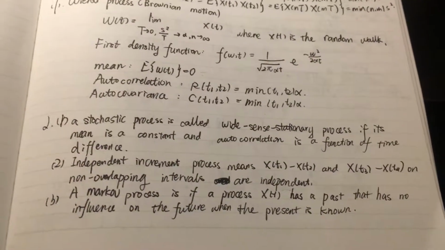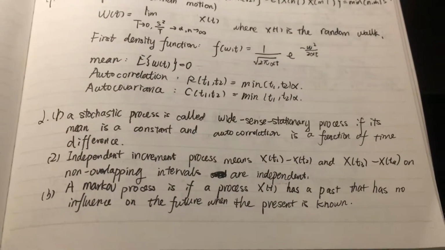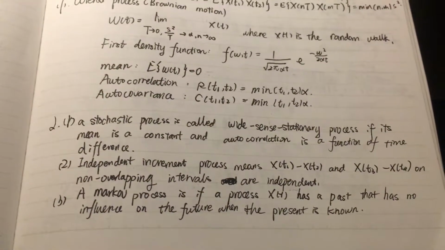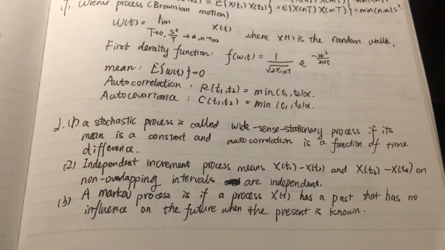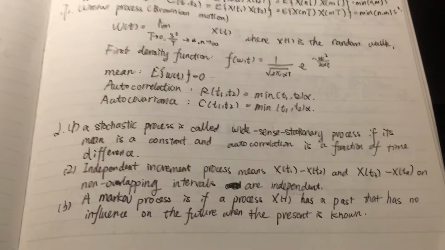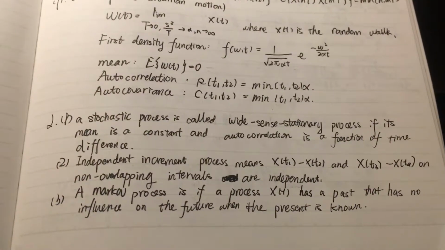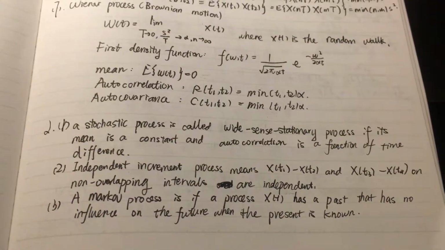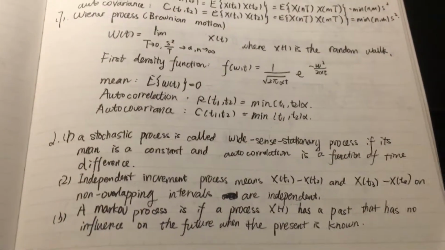And the third is a Markov process. A Markov process is if a process x of t has a past that has no influence on the future when the present is known. This entails that the process is only dependent on the present and not on the past.